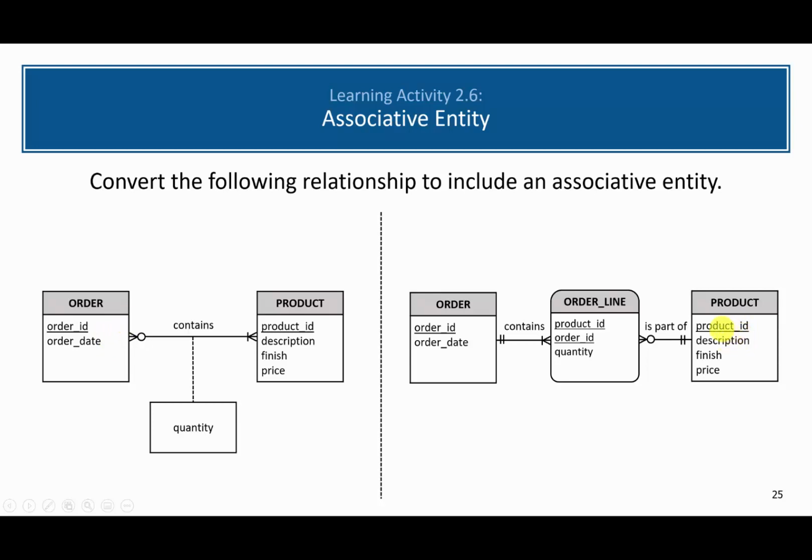And this product is part of 0 to many orders connected to the order line. We're going to use mandatory ones for the purposes of this class. And then we give each relationship its relationship type. And then this attribute that was part of the relationship becomes an attribute of the associative entity, as it was an attribute of the relationship.